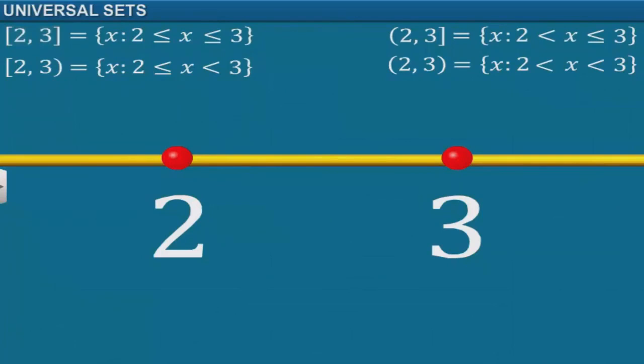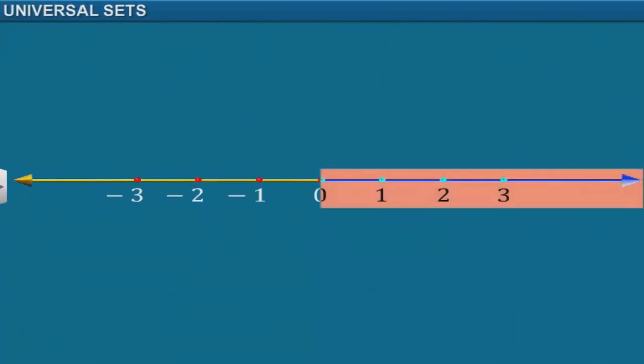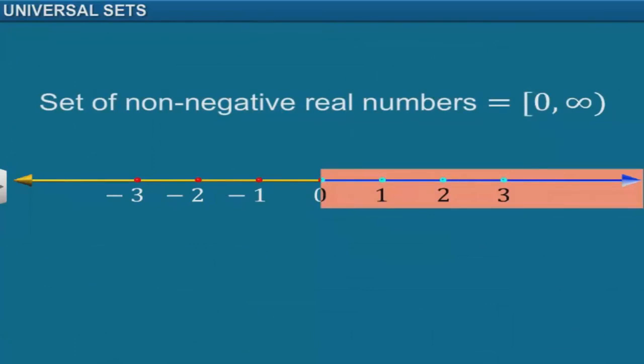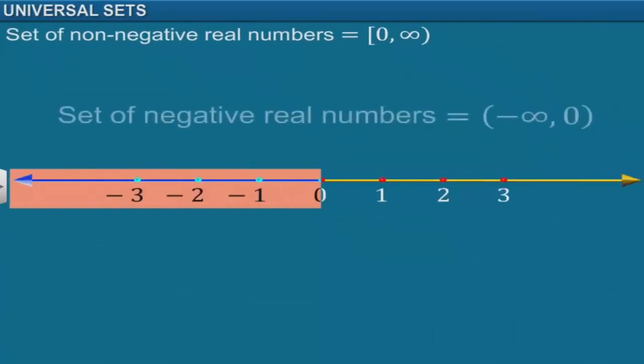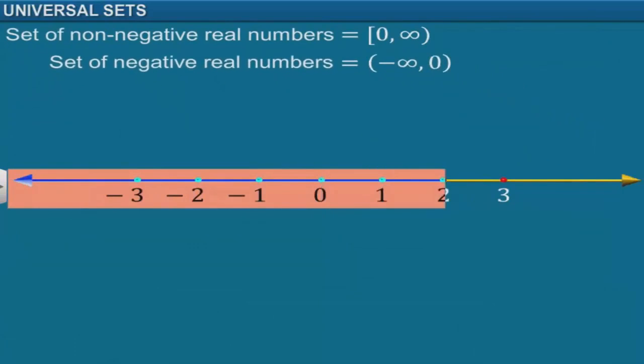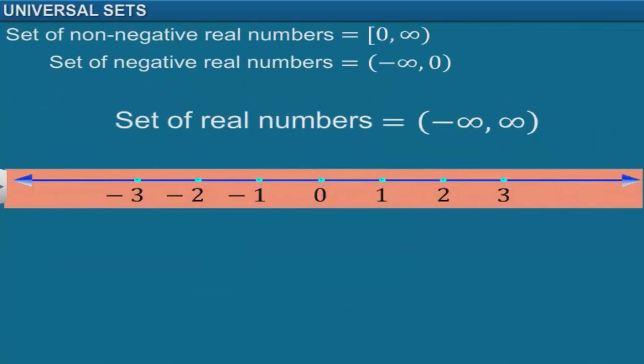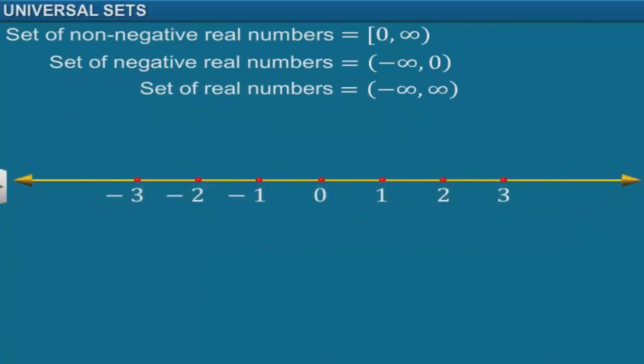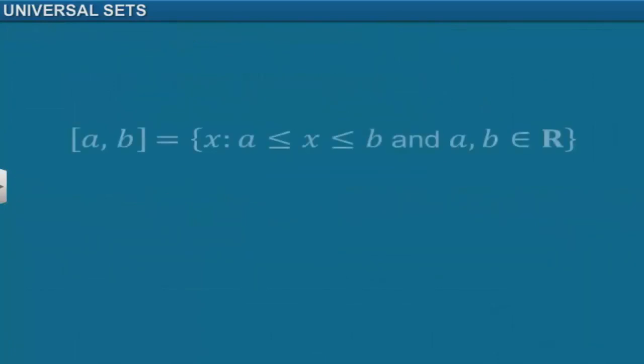The interval 0 to infinity, with 0 included, is the set of non-negative real numbers. The set shown defines the set of negative real numbers. The set minus infinity to infinity defines the set of real numbers. On generalizing, we can conclude that the set of real numbers in the interval between 2 numbers a and b, including a and b, is defined as shown. Similarly, other sets of real numbers are shown.